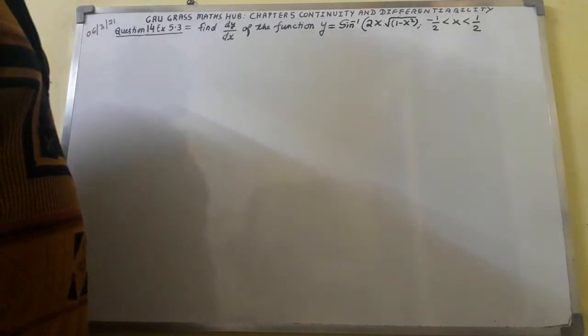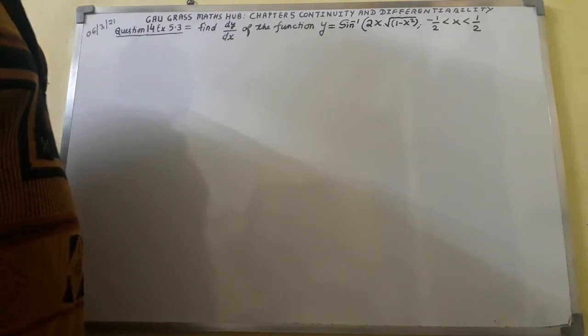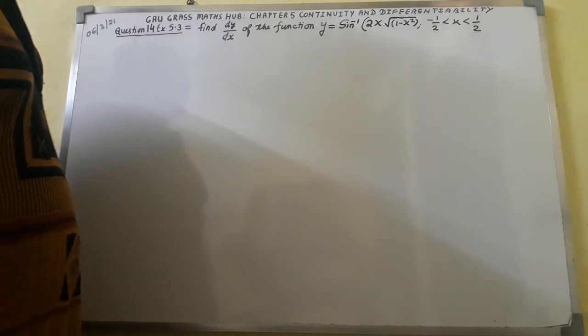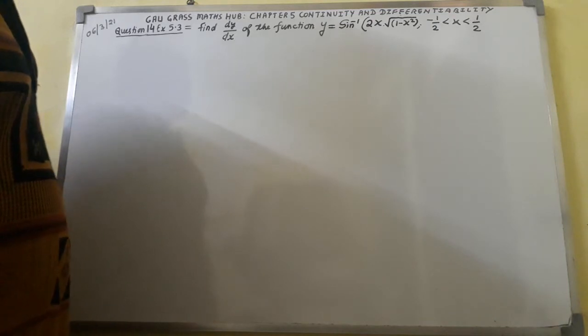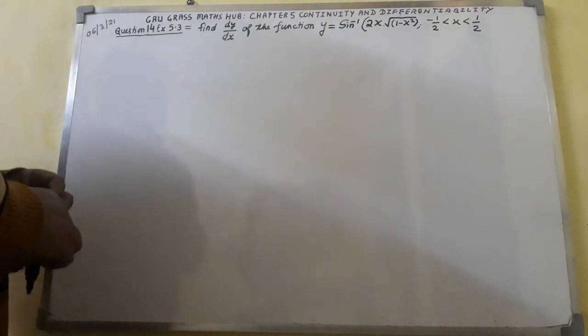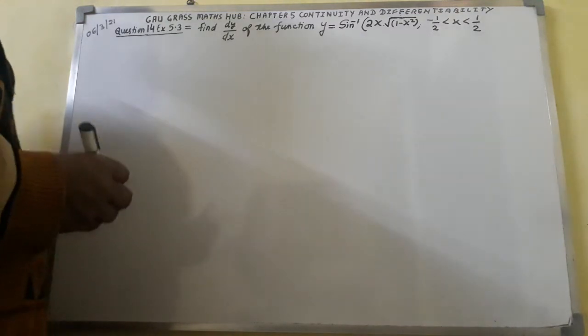I am going to discuss question number 14, taken from exercise 5.3, chapter 5, Continuity and Differentiability. The question is: find dy over dx of the function y equal to sine inverse of (2x times under root 1 minus x square), where minus 1 over 2 is less than x less than 1 over 2. This is the question I am going to discuss here.